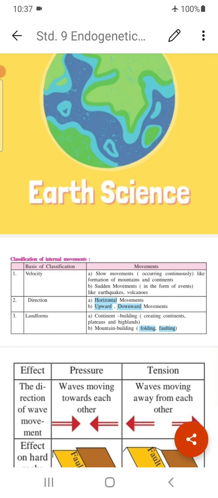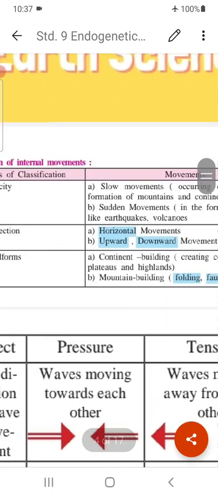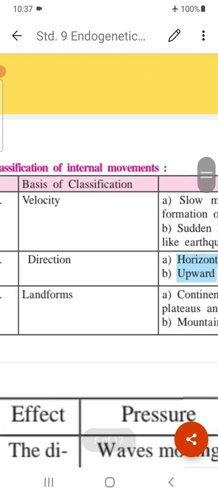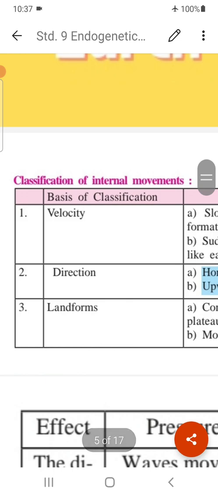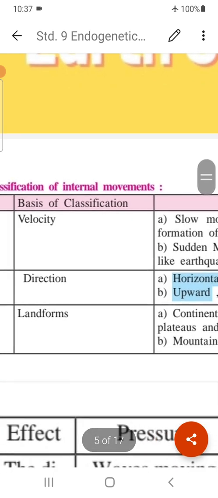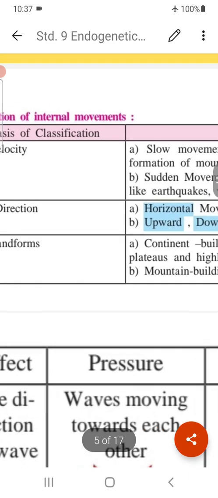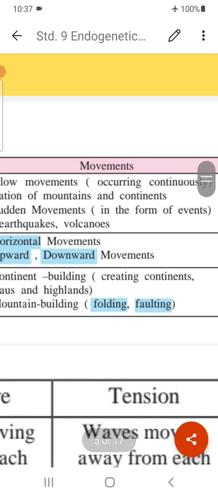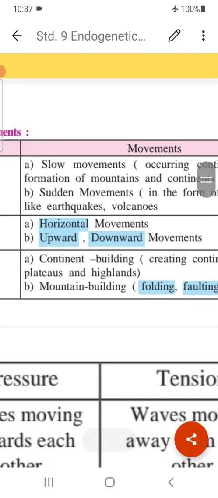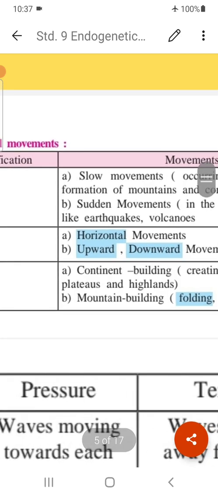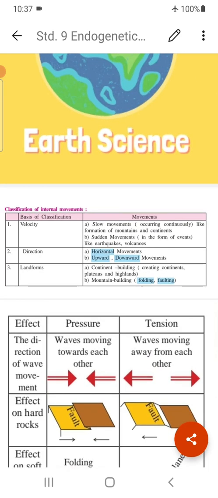In today's session we are going to study the classification of endogenetic movements based on various elements. You can see here a chart, a table. In this table, classification of internal movements, and what are the bases? Bases are velocity, direction and landforms, and based on these three elements the movements are classified accordingly. Fine. So we'll try to understand the concept with the help of tables and diagrams or figures.